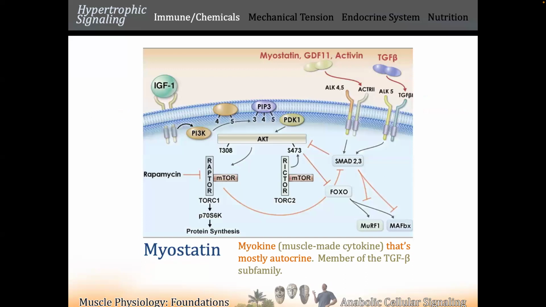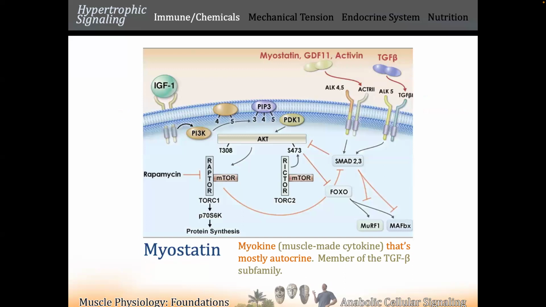Myostatin is something we've also talked about before, another endogenous. This is all endogenous stuff. A lot of autocrine action here, but also some paracrine and endocrine signaling with myostatin. And so you should remember myostatin and follistatin.